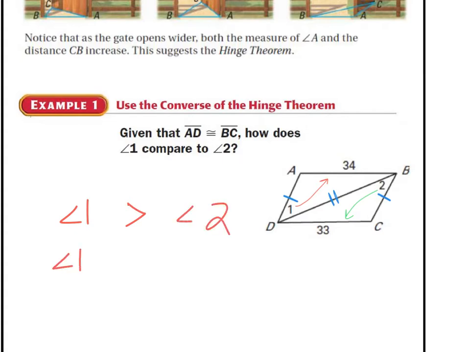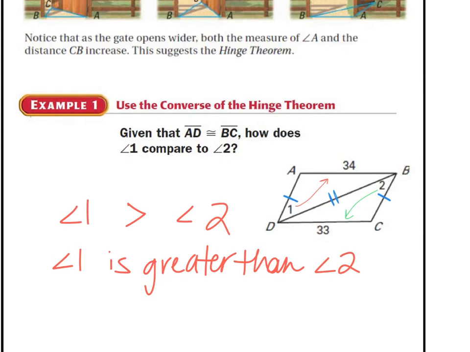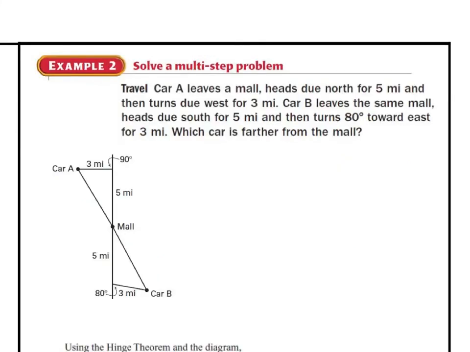If inequalities confuse you, this is what that says. Because the side across from angle 2 is smaller than the side across from angle 1. So you are looking at these two segments. I want to know which one of these segments is longer. You need to look at the angles across from it.